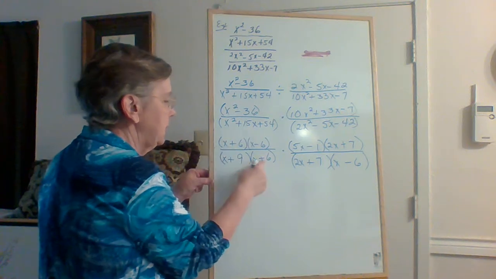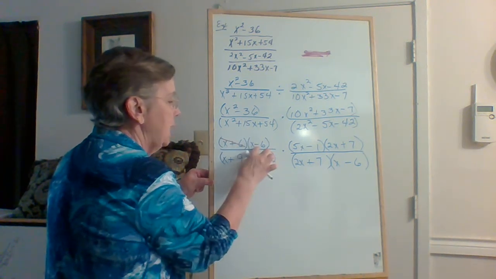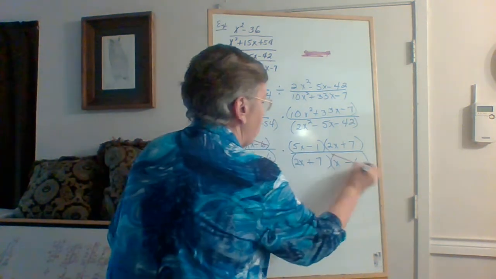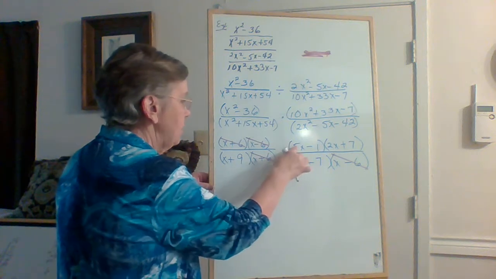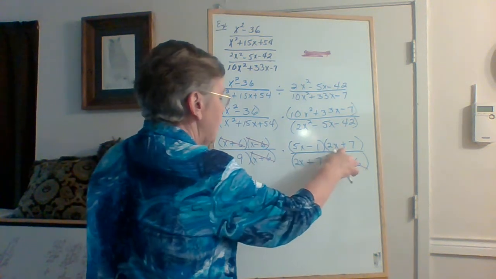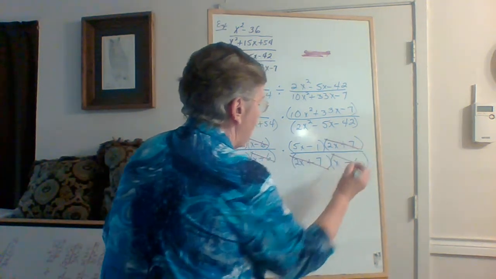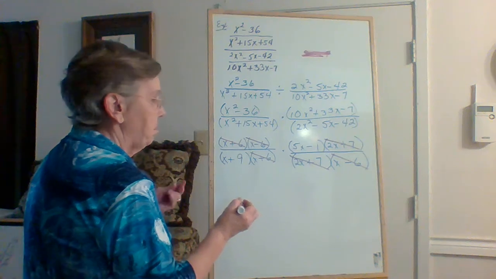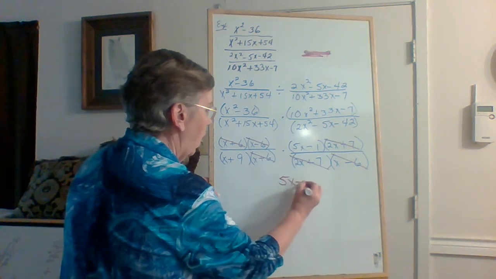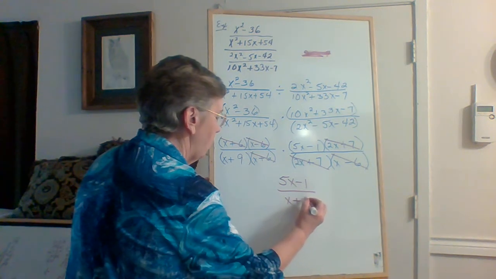x plus 6, x plus 6. x minus 6, x minus 6. 5x minus 1, no. 2x plus 7, 2x plus 7. So that leaves me 5x minus 1 over x plus 9.